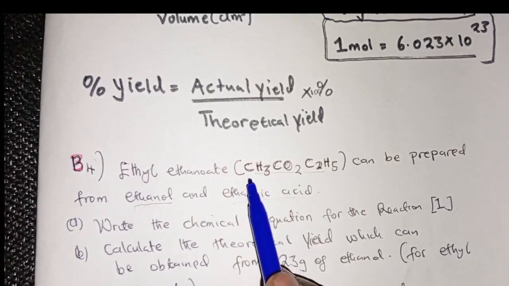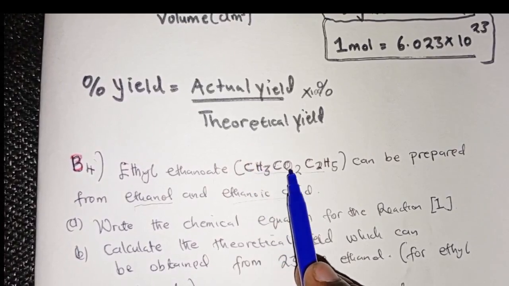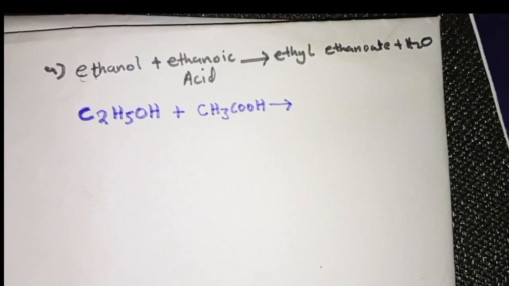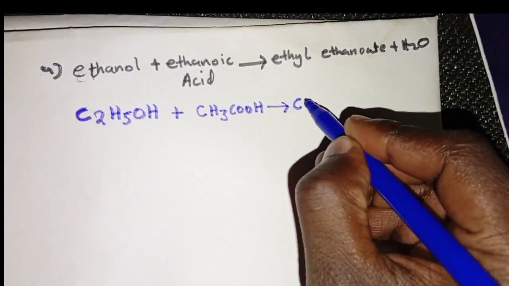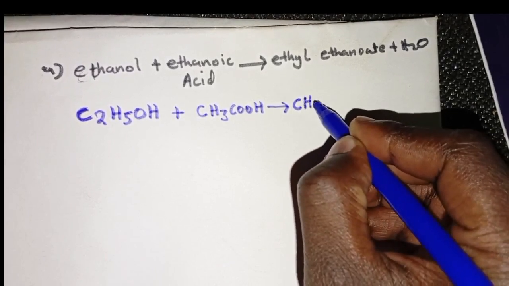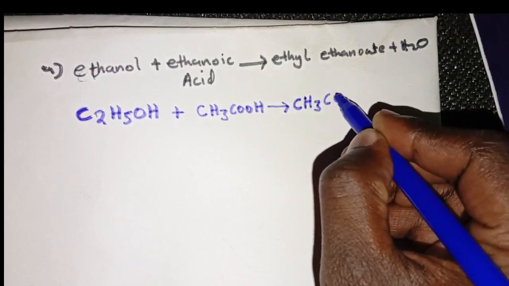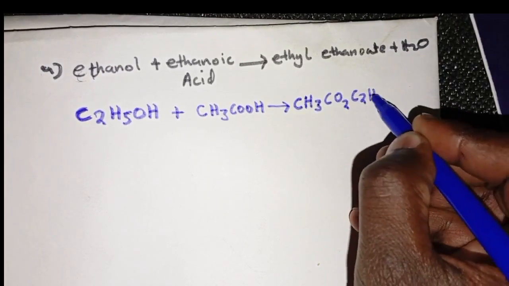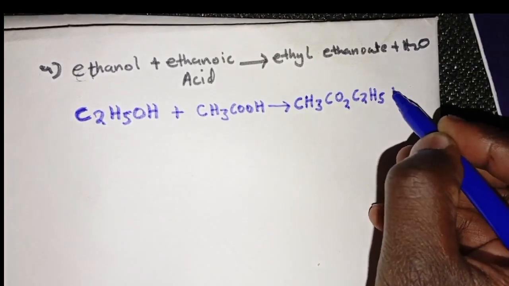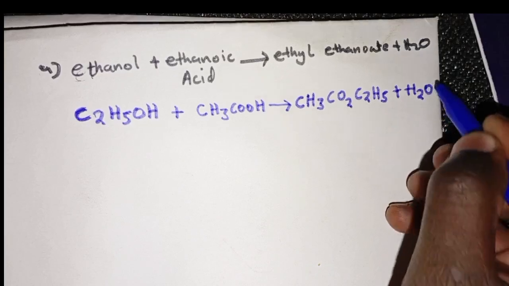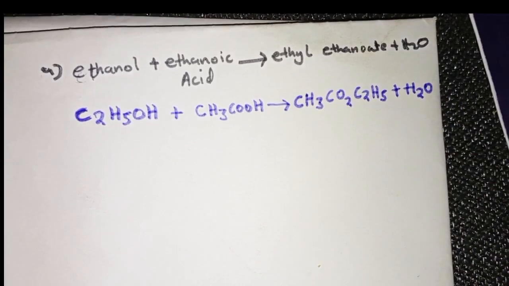Now, lucky enough, the question here already gave us ethyl ethanoate. Okay, so ethyl ethanoate is just CH3CO2C2H5. Okay, we know that we will get water. This is a condensation type of reaction where a water molecule is given out. Okay, so write the chemical equation, and here we are.